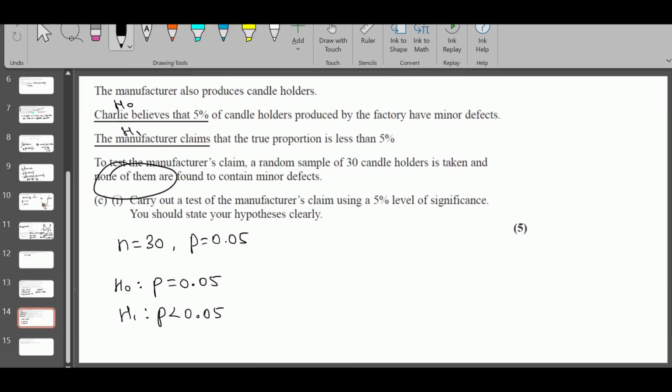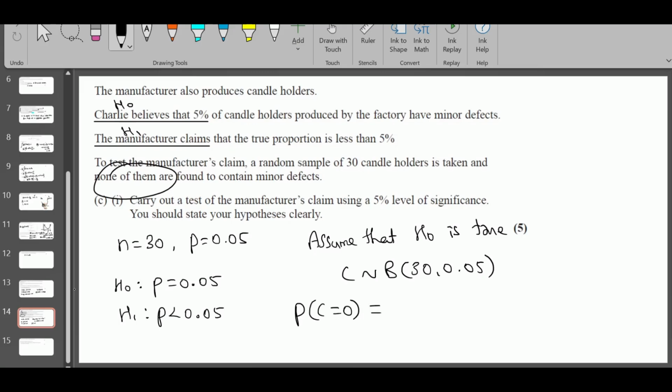First, write candle, so I'm going to use C. C follows binomial distribution of 30 comma p. Now first we write that, assume that H0 is true. So C follows binomial distribution of 30 comma 0.05. And we need to find the value of C equal to 0. We can apply the formula here: 30C0, p to the power 0, this is p, probability of success. So probability of failure is 1 minus p, that's 0.95.